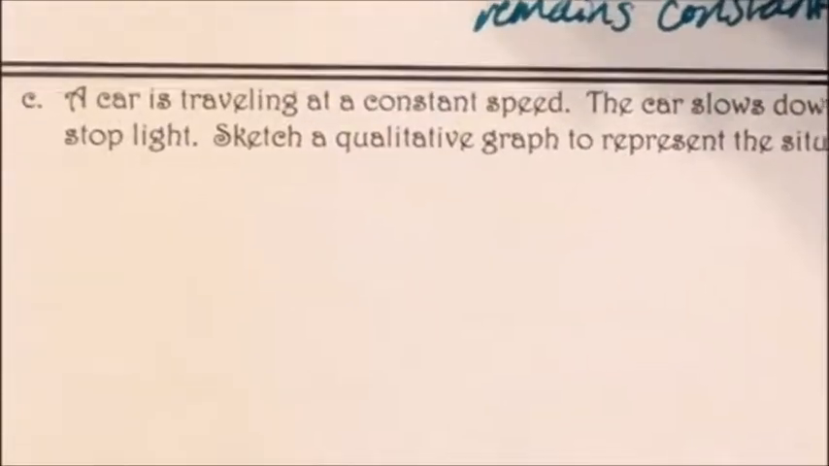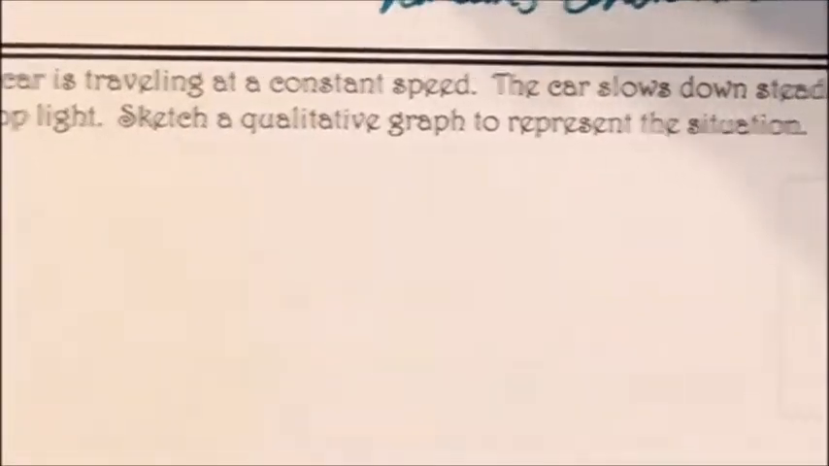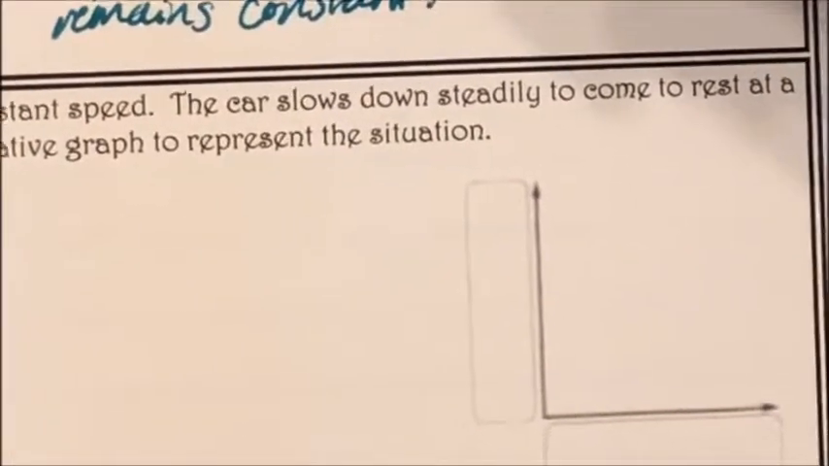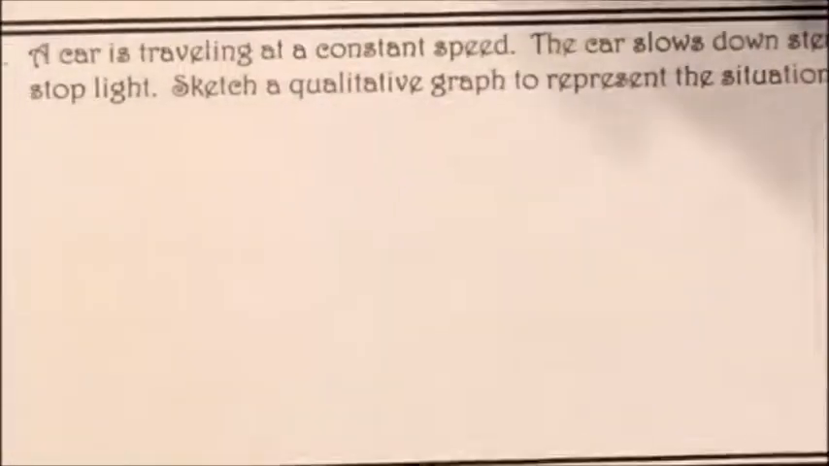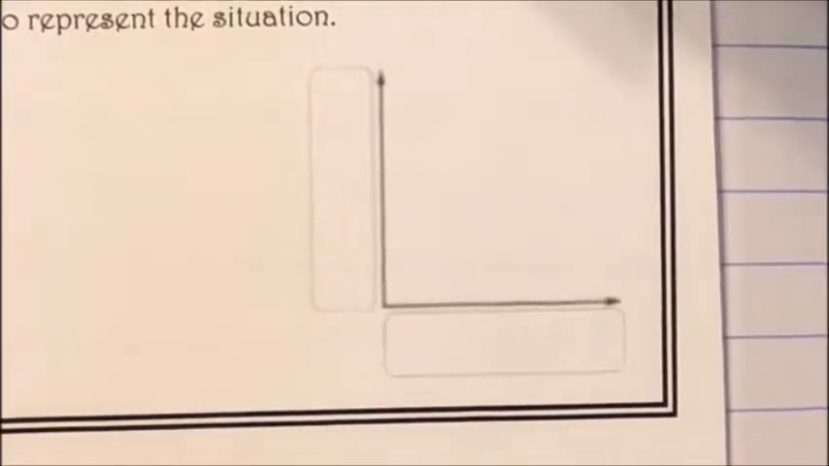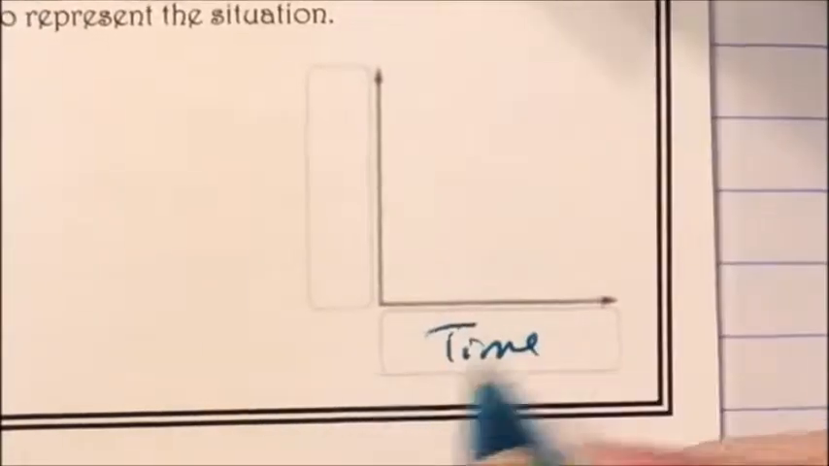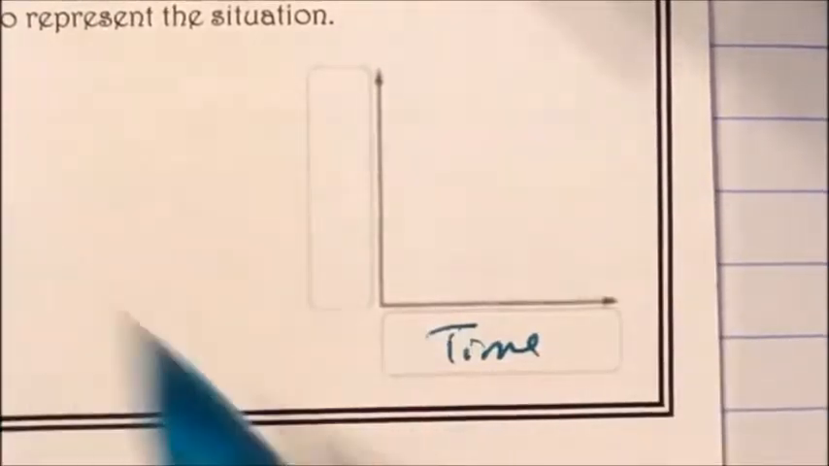Letter C says a car is traveling at a constant speed. The car slows down steadily to come to rest at a stoplight. Sketch a qualitative graph to represent the situation. All right, so step 1, I draw my axes, right? And I need to label my axes. So I'm going to label my axes with time, okay, because over time, that's what it's talking about.